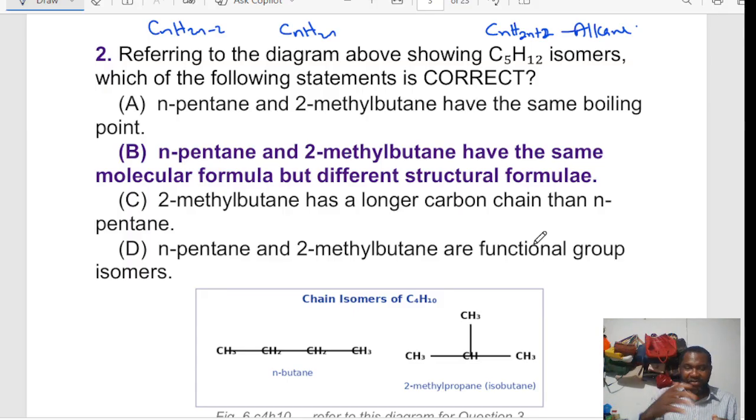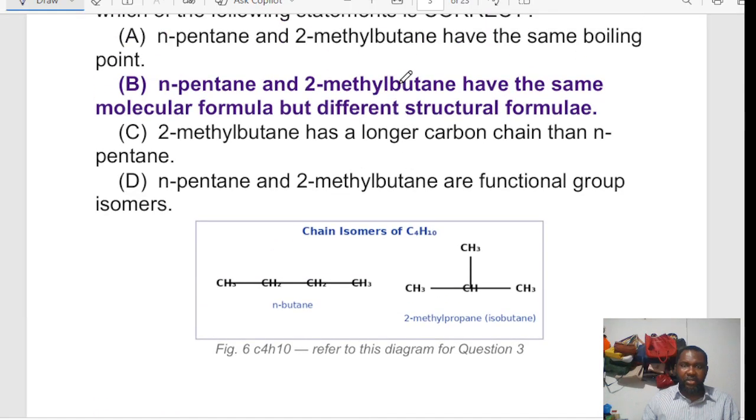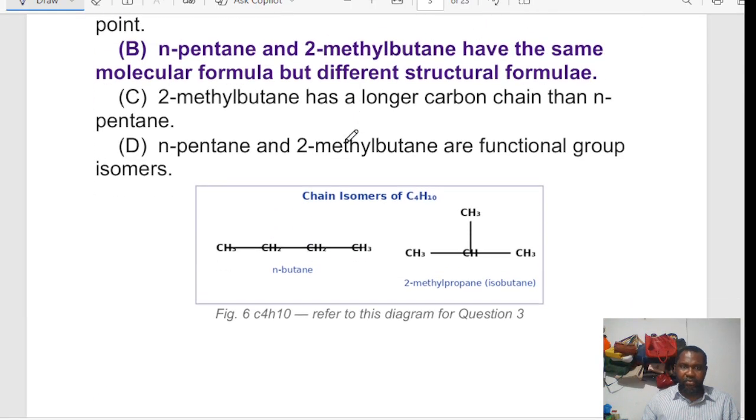By the way, we'll look at that later. Now B says N-pentane and 2-methylbutane have the same molecular formula but different structural formula. That's the answer to that question. Okay, so that leads us to the next one.